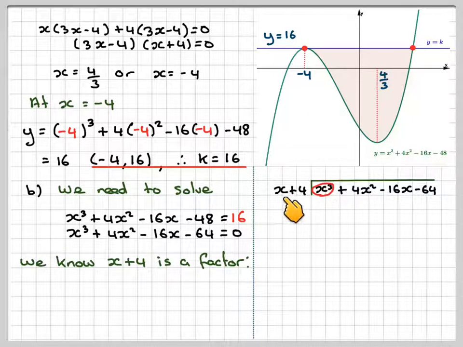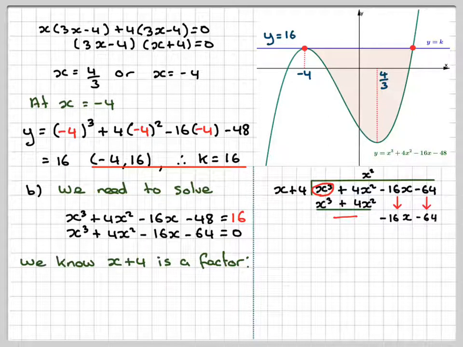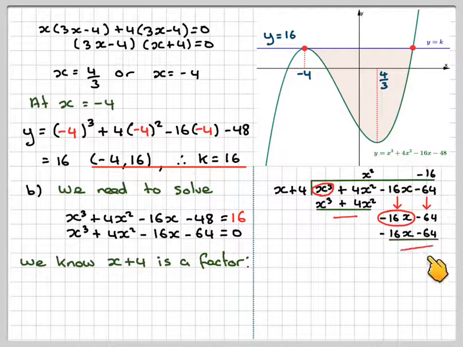So x cubed divided by x gives me x squared, times x gives me x cubed, x squared times 4 gives me 4x. We get nothing when we do the subtraction, so we need to bring down the next two terms, which are minus 16x minus 64. And there we do minus 16x divided by x, which gives me minus 16. Put everything in the right column. And then multiplying, we get minus 16x minus 64. We get no remainder. And we expected that because we knew that x plus 4 was a factor.